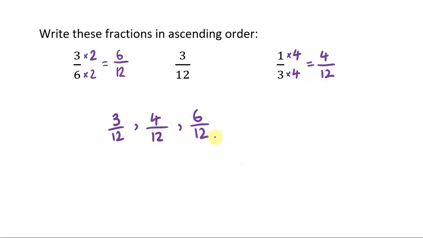But these aren't the fractions we were given. We weren't given 4 out of 12 and 6 out of 12, so we need to rewrite them in their original form. 3 out of 12 was 3 out of 12. This fraction that was equivalent to 4 out of 12, that was actually 1/3, so we rewrite that as 1/3. And this fraction that was equivalent to 6 out of 12 is actually 3 out of 6, so we rewrite that as 3 out of 6. So here are our 3 fractions in an ascending order from smallest to largest.